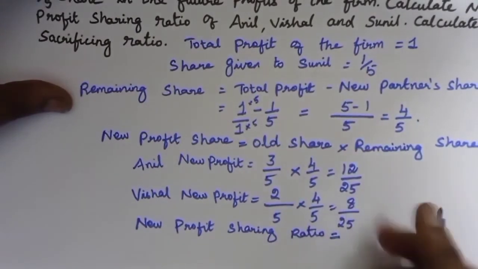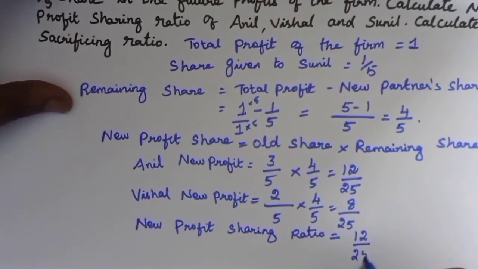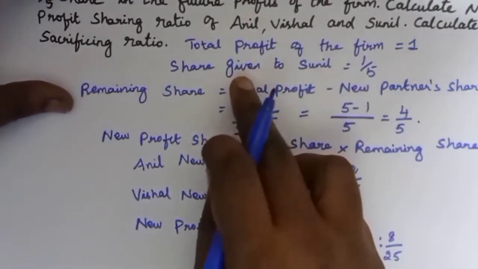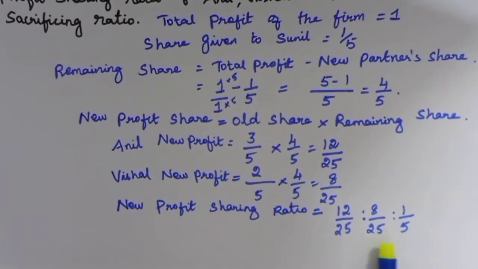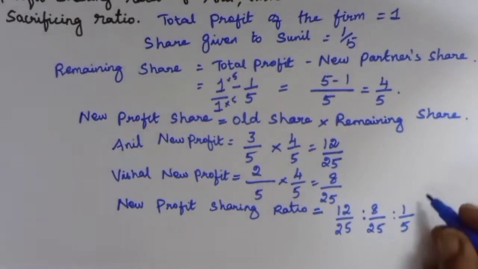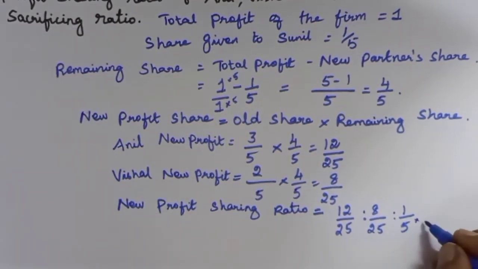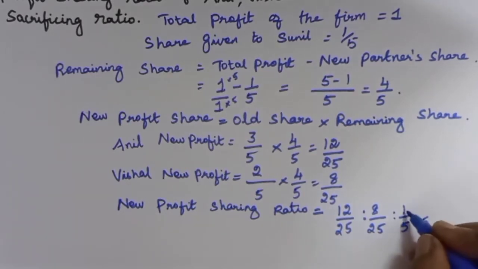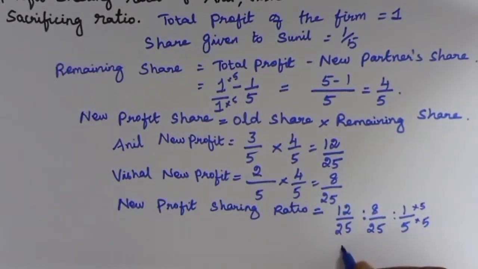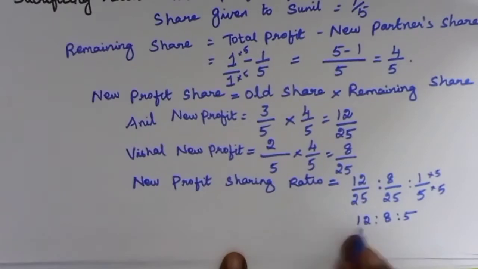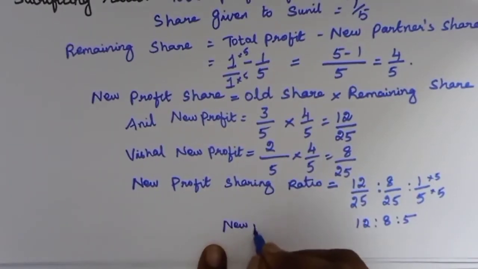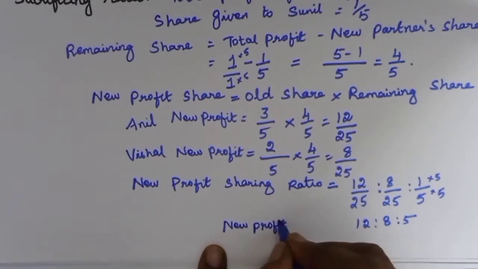For Anil, new profit share is 12/25. For Vishal, 8/25. The new partner's share is 1/5. In this new profit sharing ratio, the denominator for the new partner is different, so convert the denominator. To get 25, we have to multiply by 5. 5 5s are 25. So 12 is to 8 is to 1 5 is 5. The new profit sharing ratio is 12:8:5.